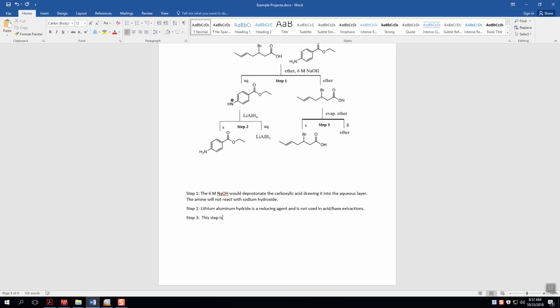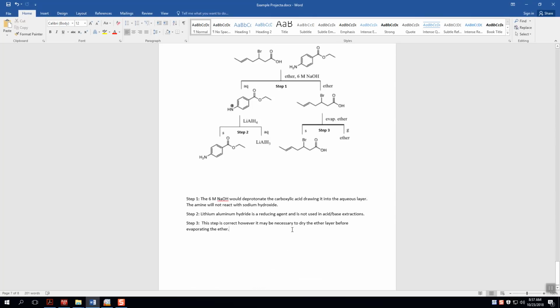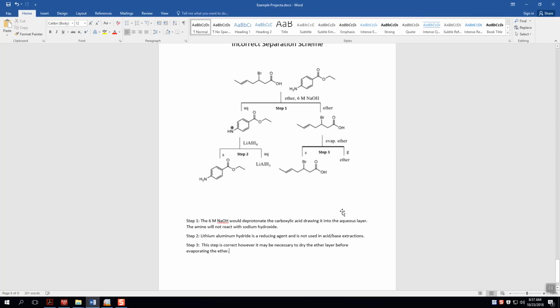This step is correct. However, it may be necessary to dry, again, my spelling, it may be necessary to dry the ether layer before evaporating the ether. All right, so a combination of my spelling and my typing, but you can easily just fix it like that. So this is basically how I look at the incorrect separation scheme.